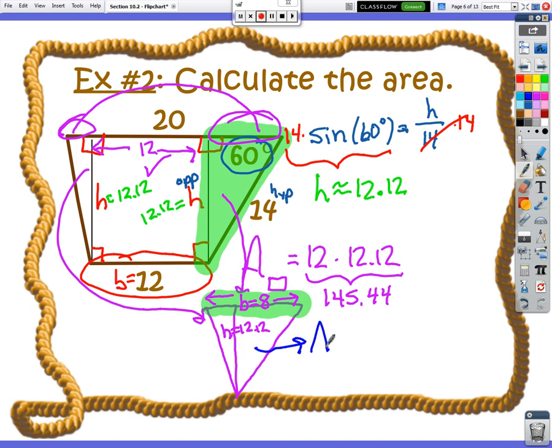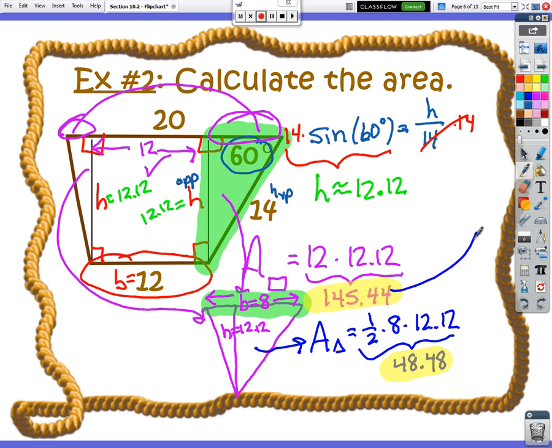So now if we've got the area of the triangle is 1/2 times 8 times 12.12, now we're going to get what? 48.48 for the area of the triangle. And now we can take our 2 pieces, here's the rectangle area, here's the triangle area, and let's combine them now into an overall area for the trapezoid.